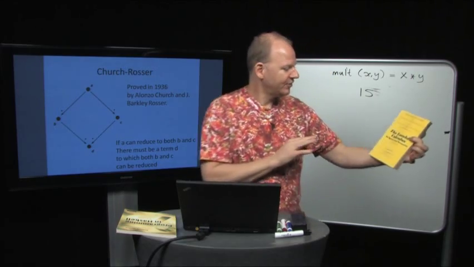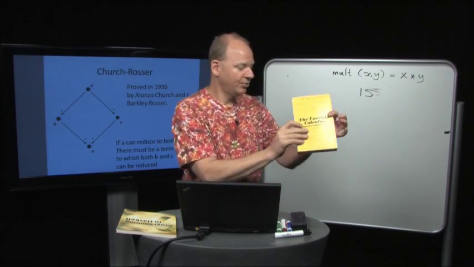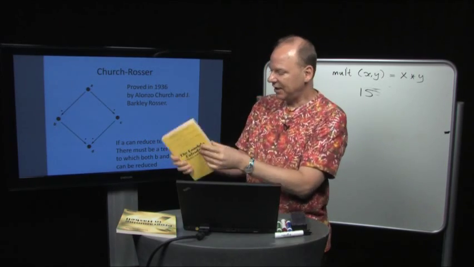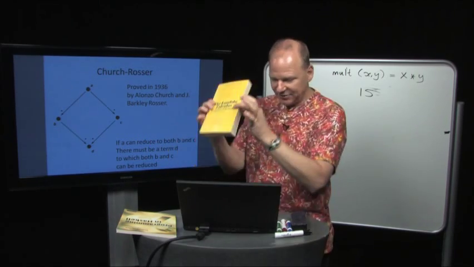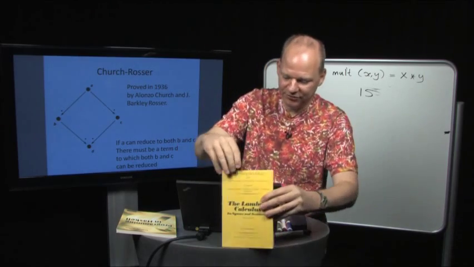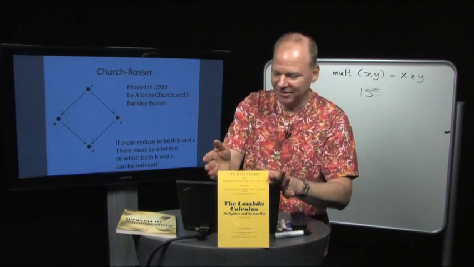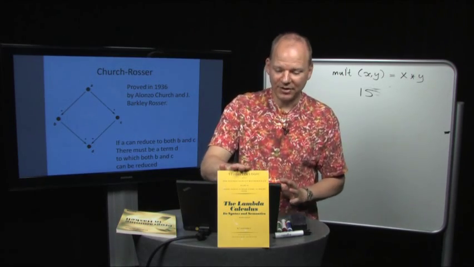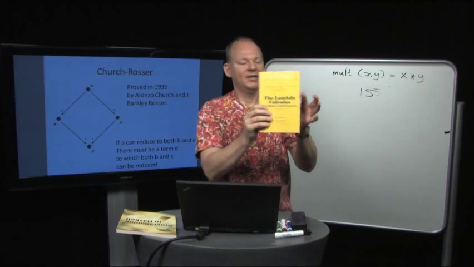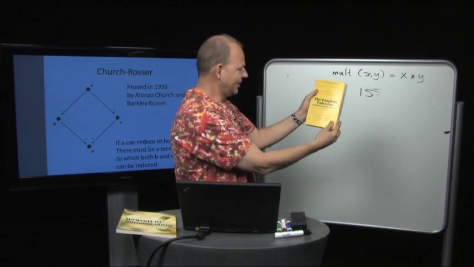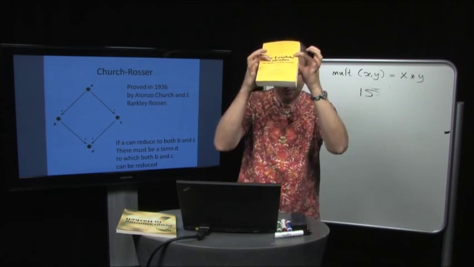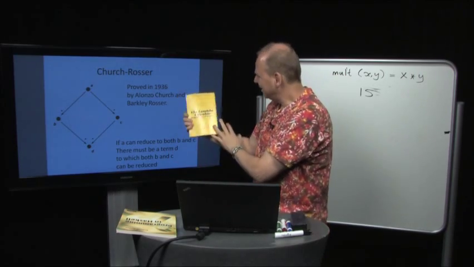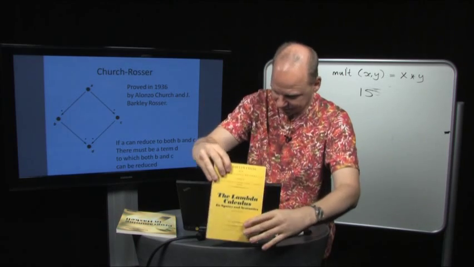I have here on display Henk Barendregt's book on the lambda calculus. This is sometimes called the Bible of the lambda calculus. And it contains a nice proof also of the Church-Rosser theorem and all kinds of other goodies. So if you're really into functional programming, this would be a nice Christmas gift for you. This yellow book. And plus, I think it just looks good on your bookshelf.